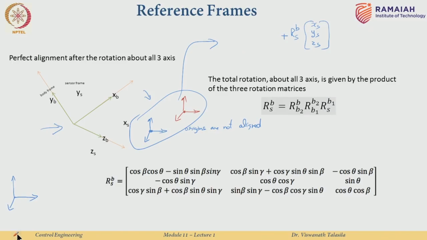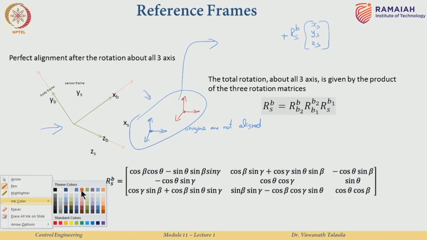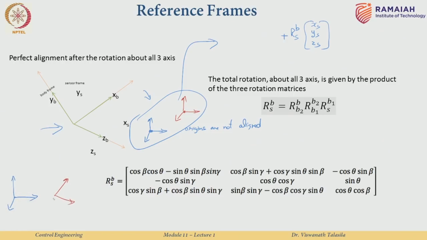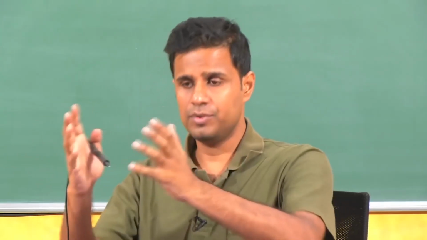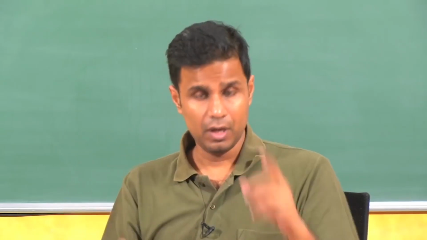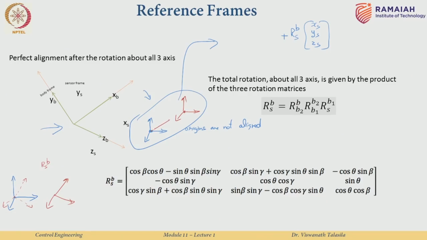This is one sensor axis, and this was the other sensor axis, the body axis, let us say. Now, when we apply RS to B, this axis over here gets shifted, angularly displaced, to this axis. So now the angles at which the two reference frames are being considered are exactly the same. What is missing is a translation from here to here. I need to shift the origin from this place to that place.